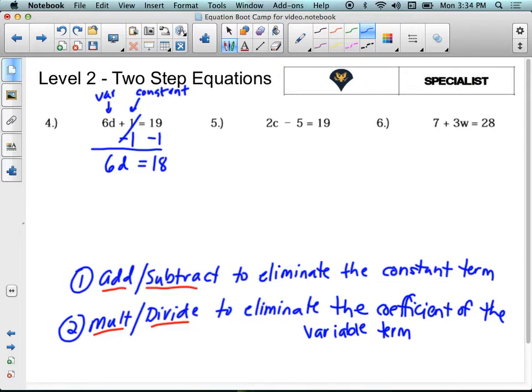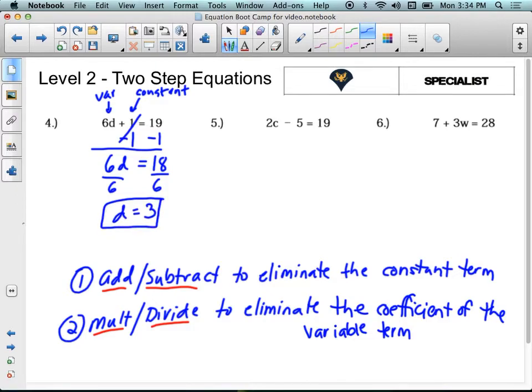6d means 6 times d. Again, I'm going to multiply or divide. I'm on step 2 at the bottom here. Multiply or divide to eliminate that 6. In this case, I'm going to divide. Because I see multiplication, I'm going to do the inverse operation. And I'll get d equals 3.